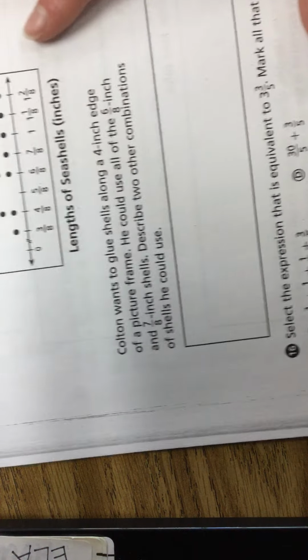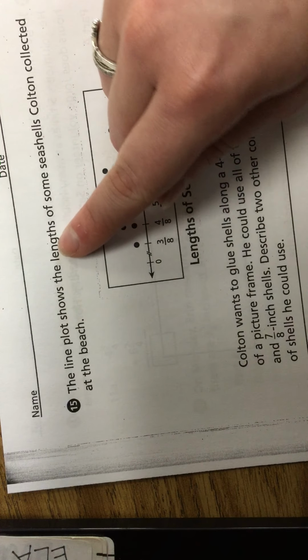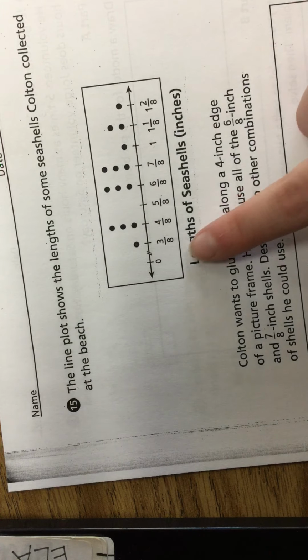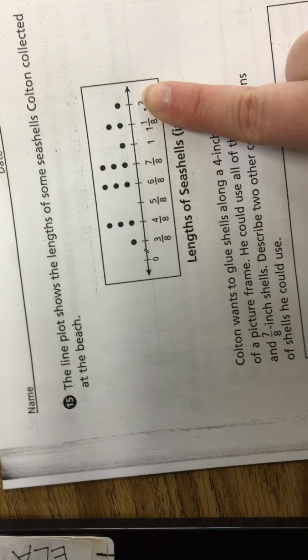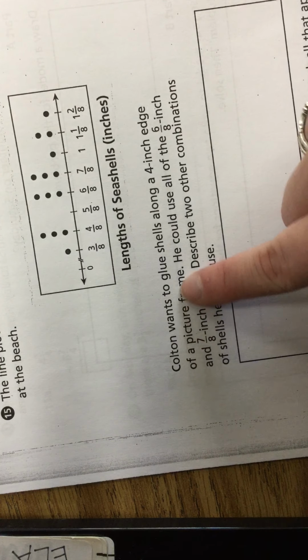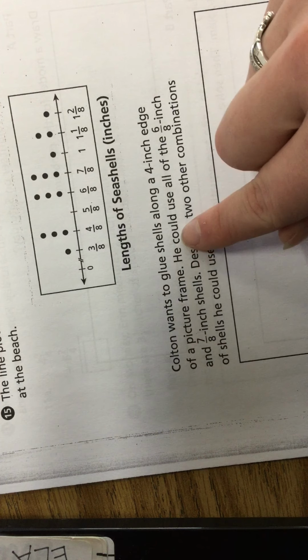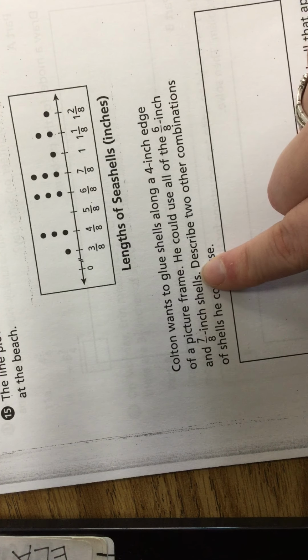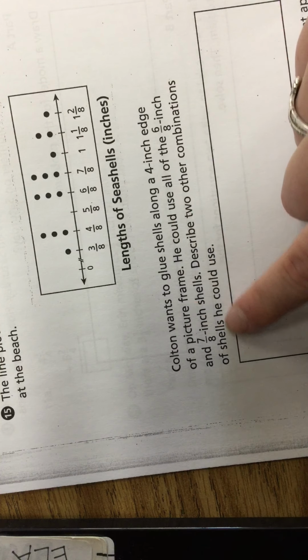3 questions left. The line plot shows the lengths of some seashells Colton collected at the beach. Lengths of seashells in inches. These are our numbers. Colton wanted to glue shells along a 4-inch edge of a picture frame. He could use all of the 6/8 inches and 7/8 inches shells. Describe 2 other combinations of shells he could use.